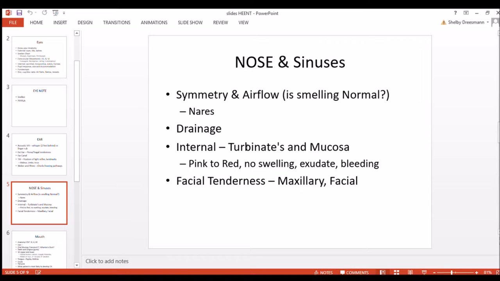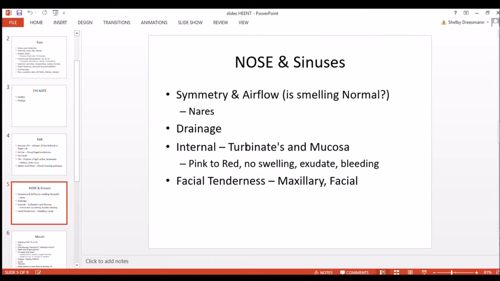Palpate the thyroid gland. You can do it posterior or anterior, but put your thumbs or your finger pads on each side of the trachea and have them swallow, and you'll feel that little thyroid bump pass your finger pads. Thyroid should be palpable. A bruit can indicate large volumes of blood; lumps and tenderness are abnormal.